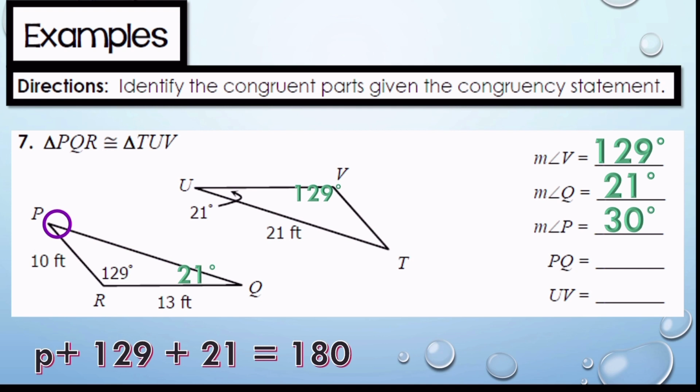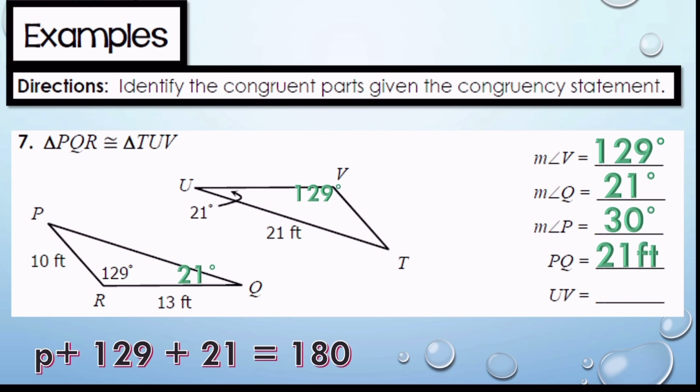Okay, let's go to our side lengths now. If you notice, they want to know what PQ is. I'm looking for PQ. Look at the congruency statement. What matches PQ? TU. Well, let's go look at our shapes. PQ is here. There's no measurement there, but we know it's congruent to TU. So if I look at TU, that says it's 21 feet. So guess what PQ is? 21 feet.